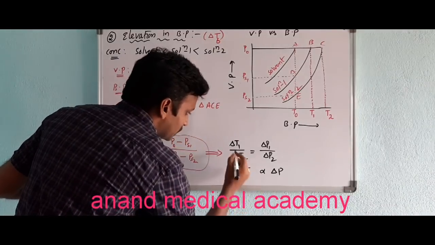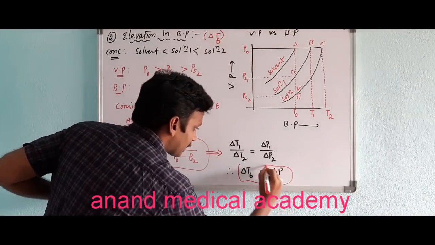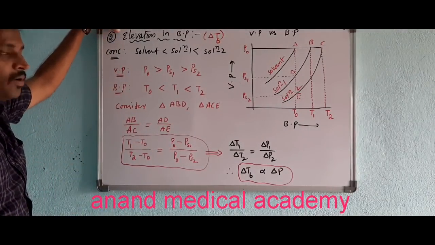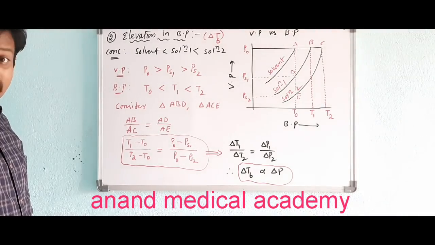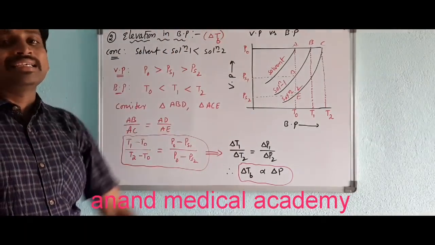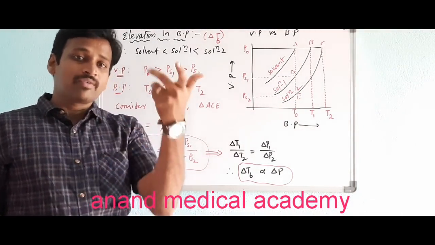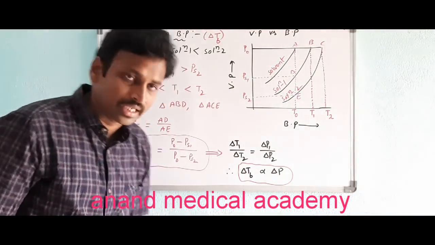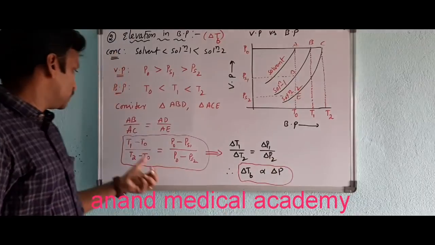Otherwise simply you can say this is the elevation in boiling point, so delta TB is directly proportional to delta P. Got it clearly? Elevation in boiling point means an increase in boiling point. When the non-volatile solute is added, the boiling point will increase. Why? A non-volatile solute cannot be vaporized. So the boiling point will increase for solutions if the concentration increases, and vapor pressure will decrease.